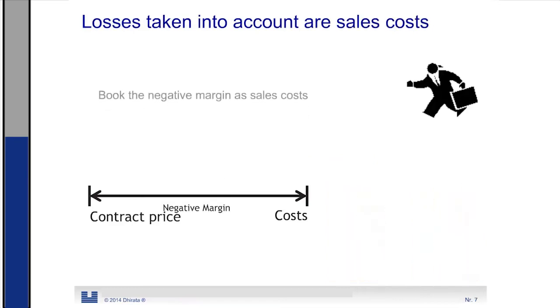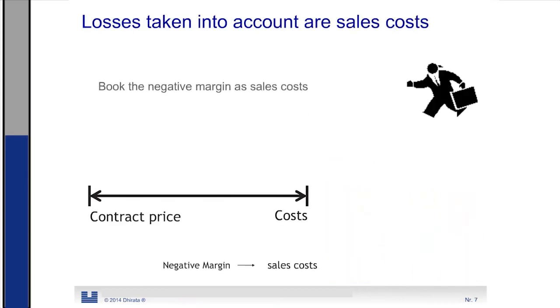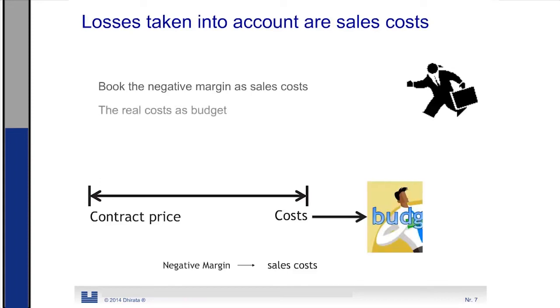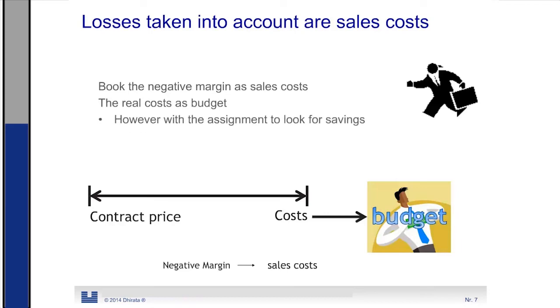In that case, we need to see the negative margin as costs of sales. So the negative margin is sales cost, and the real costs are the budget for the project manager. And he gets the assignment to look for savings, so that the negative margin at the end will be as small as possible.